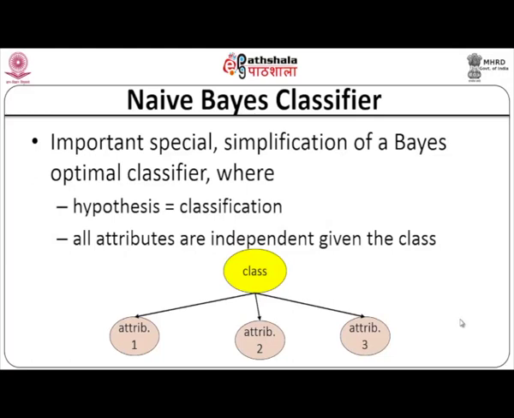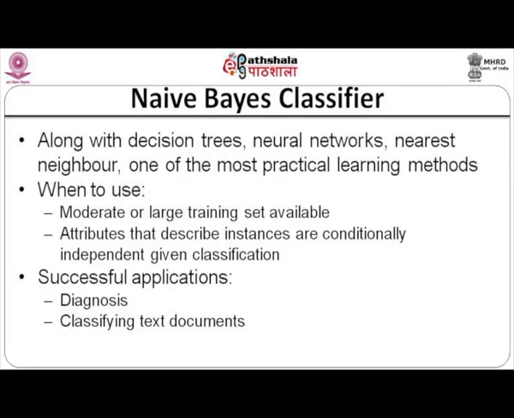The naive Bayes classifier is an important special simplification of a Bayes optimal classifier. The optimal classifier is one which takes the joint probability. The simplification of that is that all attributes are independent given the class. So, attribute 1 is independent, attribute 2 is independent, all are independent. Along with decision trees, neural networks, and nearest neighbor, it is one of the most practical learning methods.